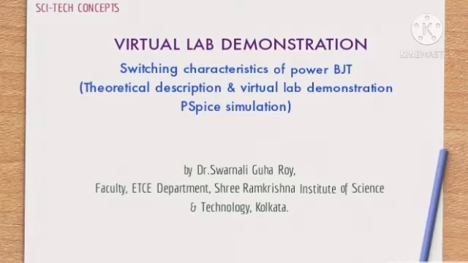Previously, I have described how you can carry out power electronics or industrial electronics 1 lab experiments virtually, that is, by using some software means. In my last video lecture, I have described the procedure for the experiment switching characteristics of a power diode using PSpice 9.1 student version. Today, I will illustrate another very important experiment for power electronics or industrial electronics 1, which is switching characteristics of a power BJT.